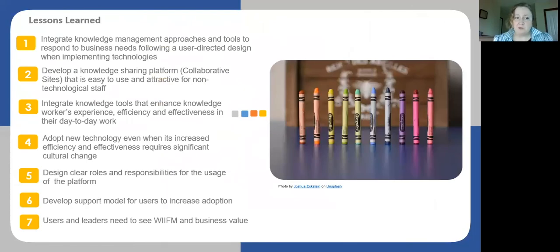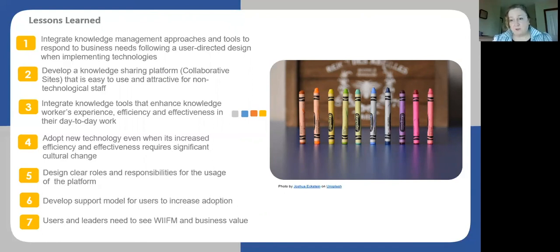Selected a few for you. So integration of knowledge management approaches and tools to respond to business needs, following, I think, end user driven design when implementing technologies. That's important. We had to be sure it's easy and attractive for non-technological staff. We integrate knowledge tools to enhance the user experience and make them feel that they are more efficient and effective in their day-to-day work.